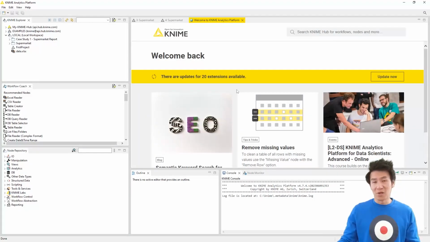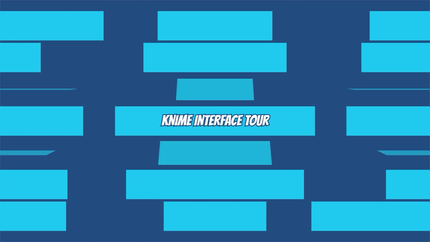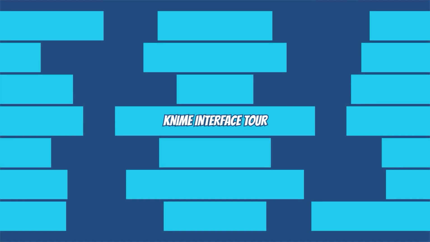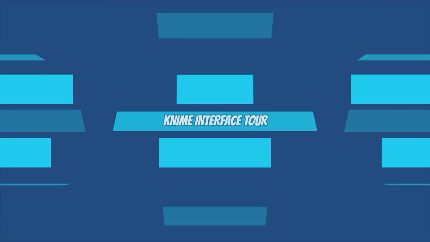All right, that's Knime installed. Nice and easy. In the next video, we'll do a tour of the interface. Before we start, please download the Excel file that's attached to this lesson. We'll need it in a minute or two.